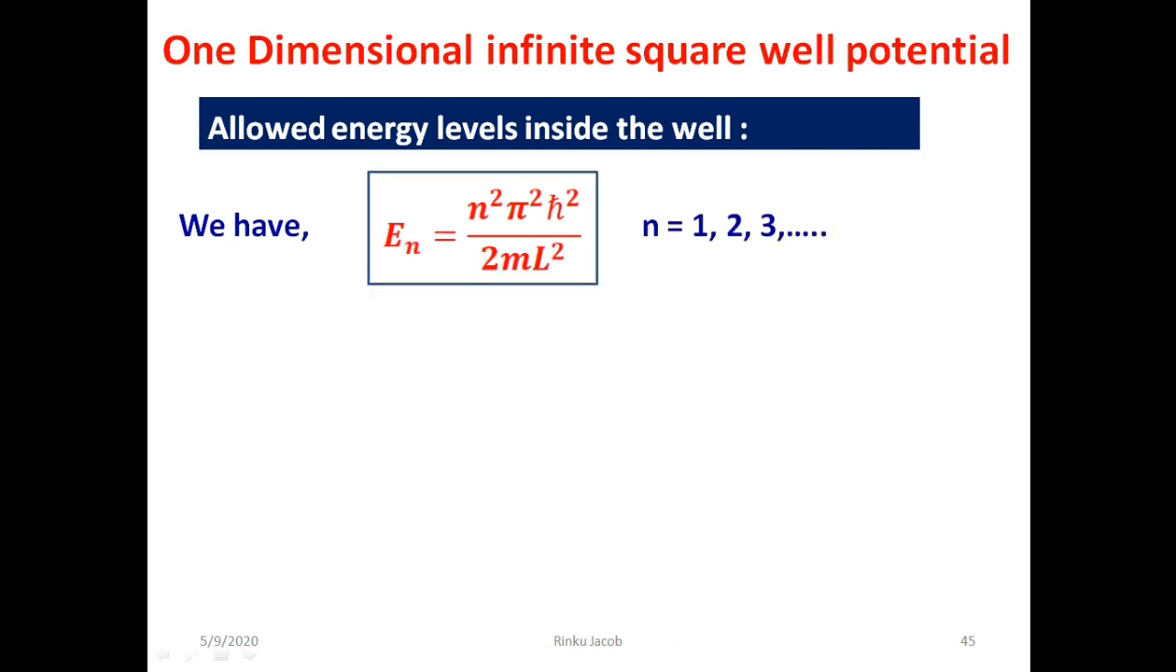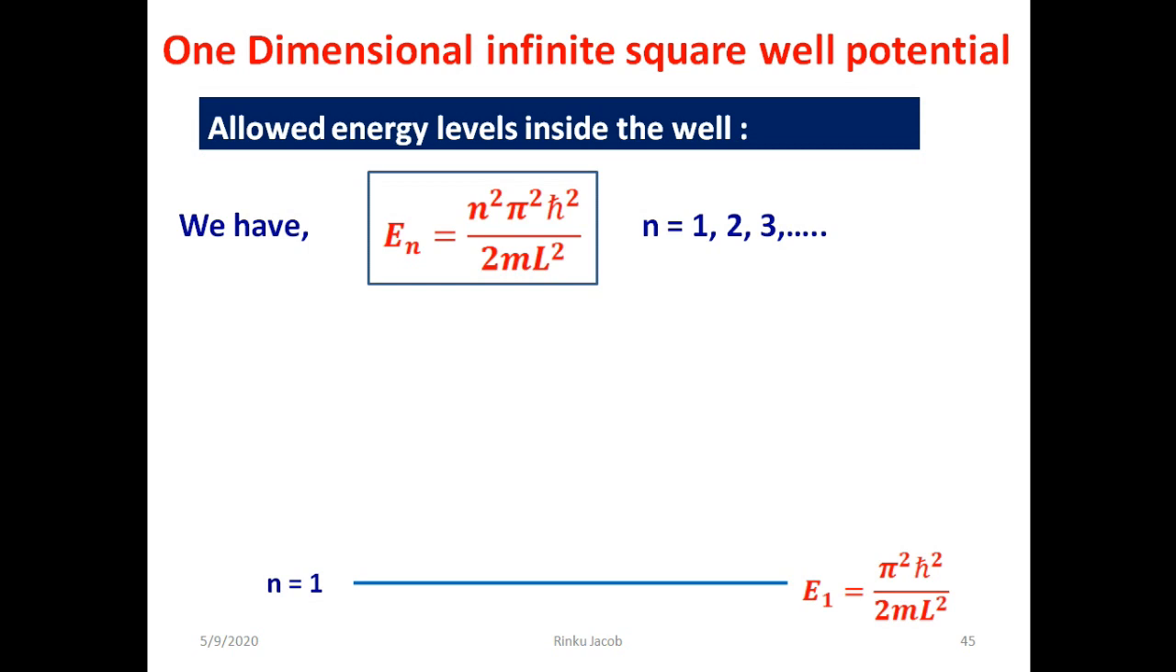Now we try to plot the allowed energy levels of the particle trapped inside the one-dimensional potential well. If the mass of the particle and the width L of the potential well are not changing, then the energy is proportional to n². So when we put n equal to 1, we get E1 equal to π²ħ² divided by 2mL². This is the minimum energy possessed by the trapped particle inside the well. Otherwise, we say it is the ground state energy.